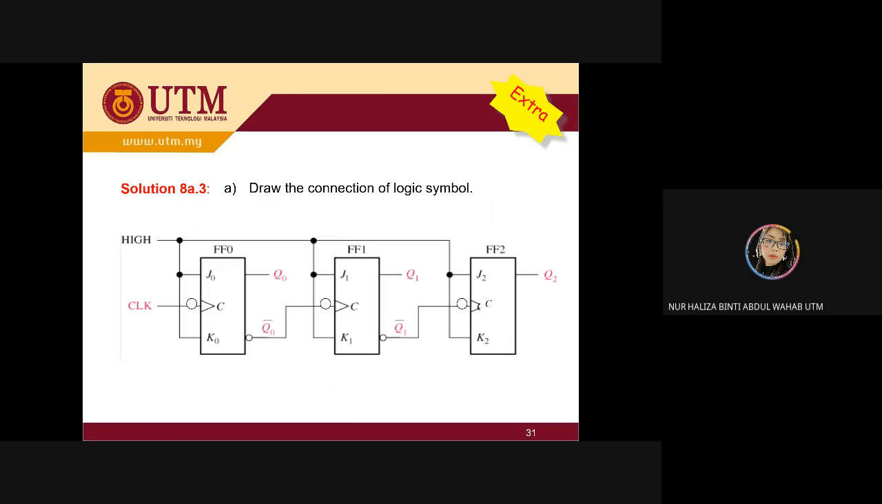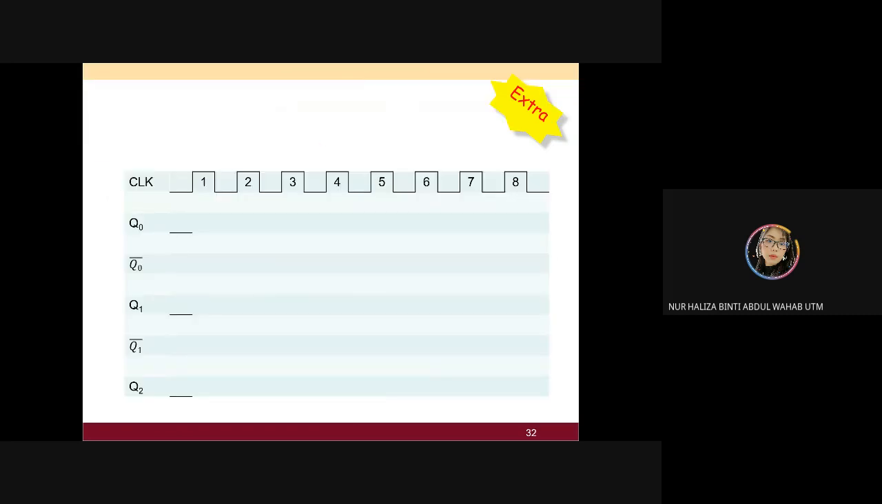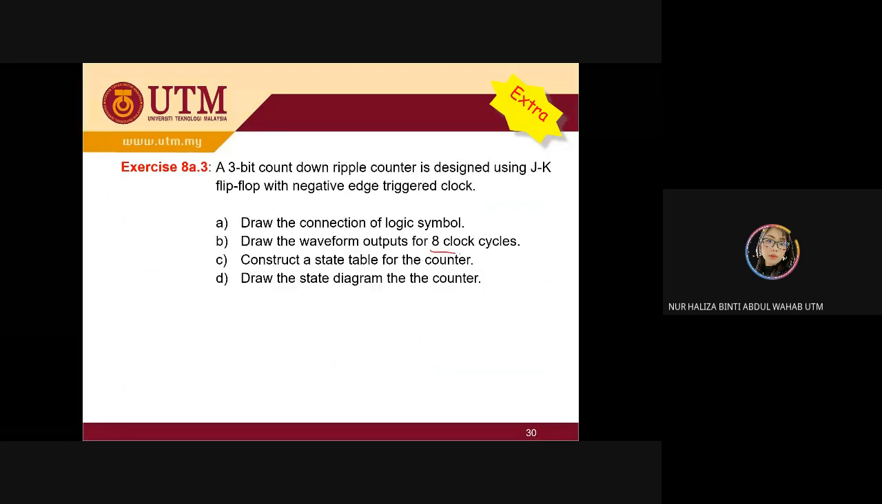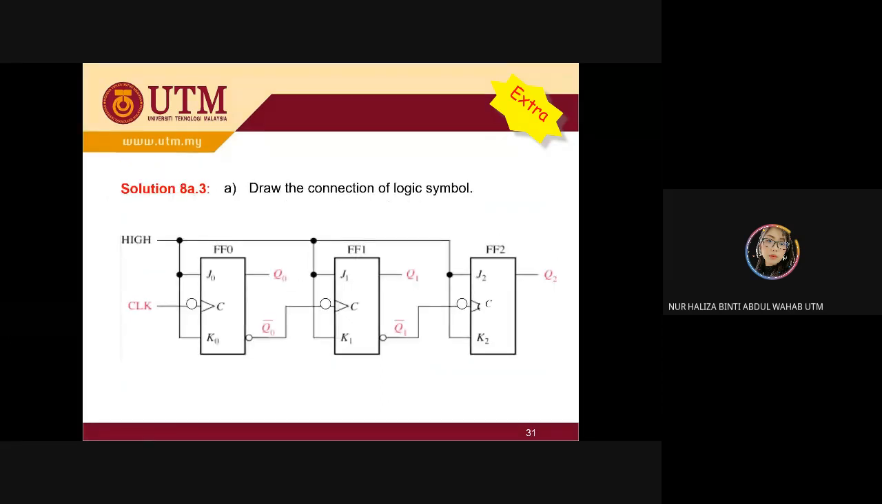Okay, after we have done this, we need to draw the clock. Following the equation, it asks you to draw 8 cycles. So you draw until 8 cycles here.